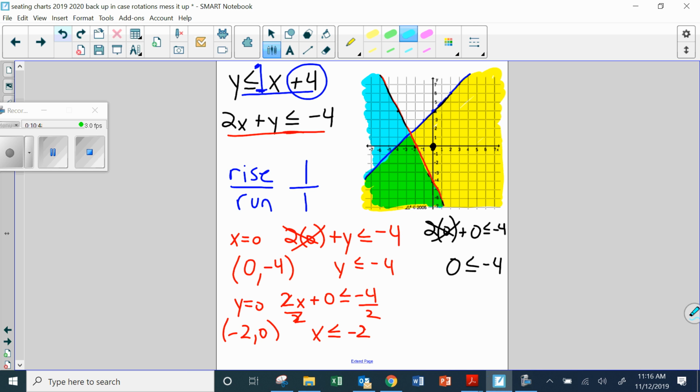So all of this green and blue area should be a solution for the red line. If I test, say, (-4, 1) in the original equation, negative 4 would be negative 8, plus 1 would be negative 5. Yes, that would work, so that is correctly shaded. I could also test (-3, 0), and that would also work. So yes, I did it correctly.